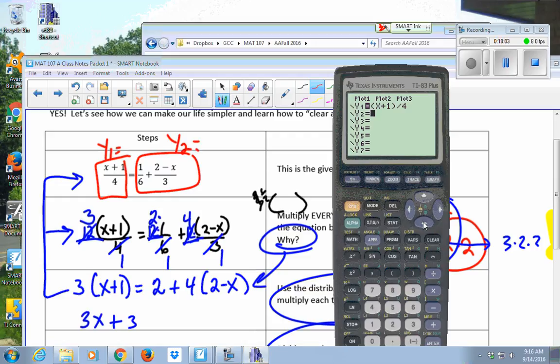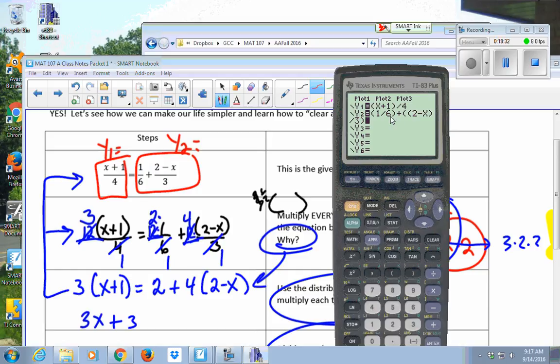So go down here and you say, okay, I've got 1 divided by 6, and I'm going to add to that quantity 2 minus x. I think I want to put 2 sets of parentheses here just in case. Never hurts to have too many parentheses, as long as you keep track of them. Divided by 3, and my parentheses, that's my second equation.